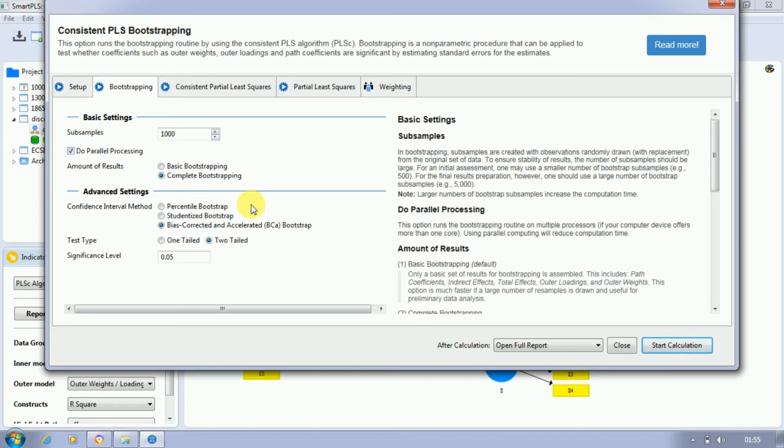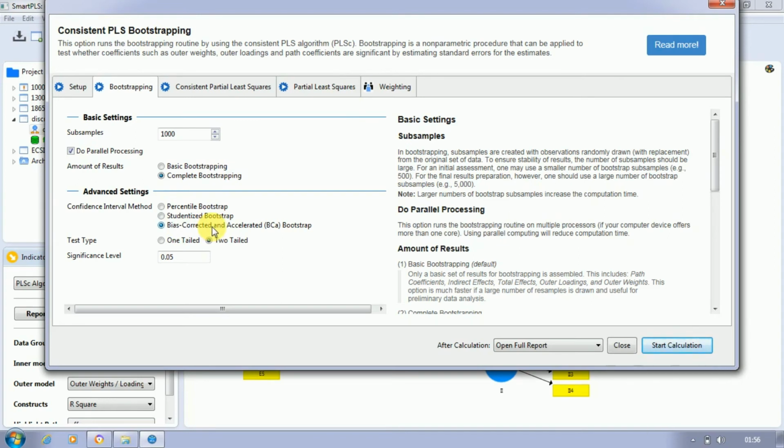And then come to the confidence interval method. In this method you can use three options: percentile, standardized, and bias corrected and accelerated bootstrap technique. As we know, bootstrap with non-normal data can produce peaked and skewed bootstrap distributions, and this can be controlled with the bias corrected and accelerated bootstrapping technique, since it adjusts the confidence interval for the skewness. So we will go for the bias corrected.